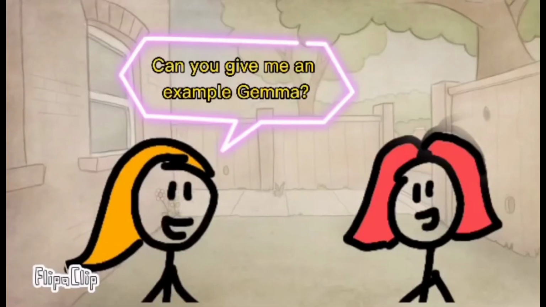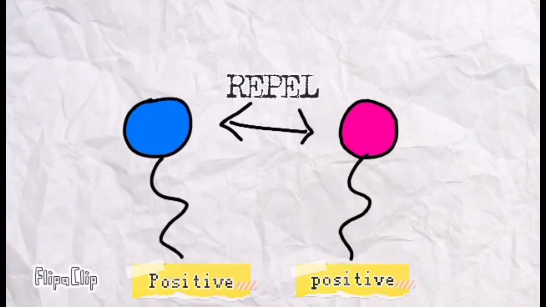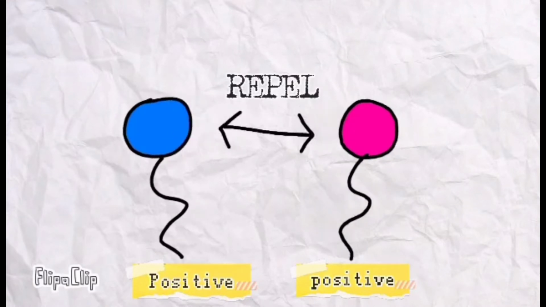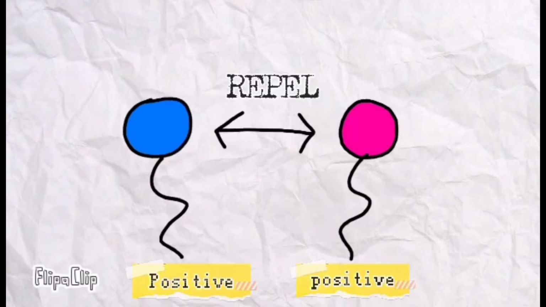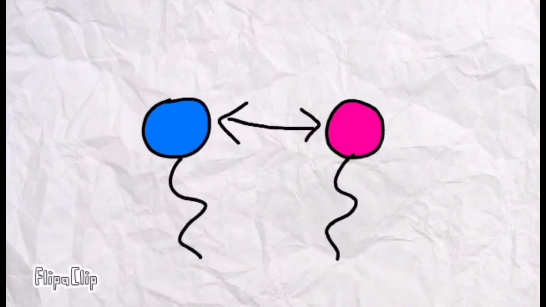Can you give me an example, Gemma? Example. Two balloons that are rubbed with the same cloth. Now you hold them by the string for the balloons to move freely. See how they interact with one another. The two balloons have like charges because we treated the two balloons in the same way. We rub them with the same cloth so they will have the same charge, so they will repel.